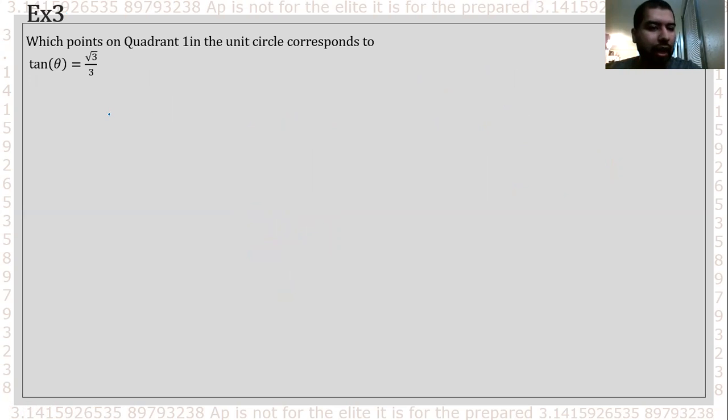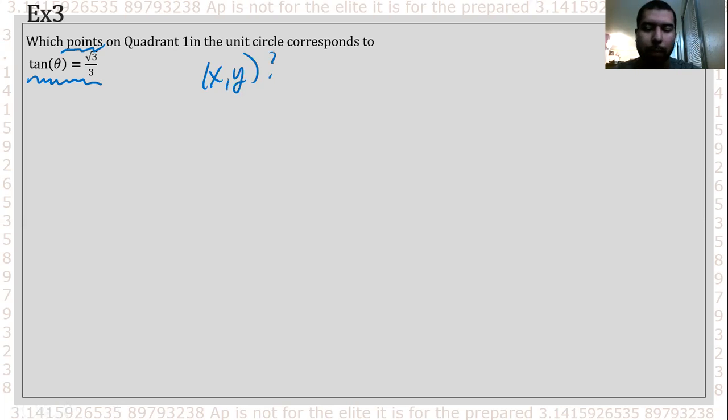The last example that I'm going to talk about, and keep in mind these are from our review, is this one right here. Tangent of theta is square root of 3 over 3. So we want to know, first of all, what angle gives us this, and secondly, what are the points, what are the x's and y's that create this square root of 3 over 3.